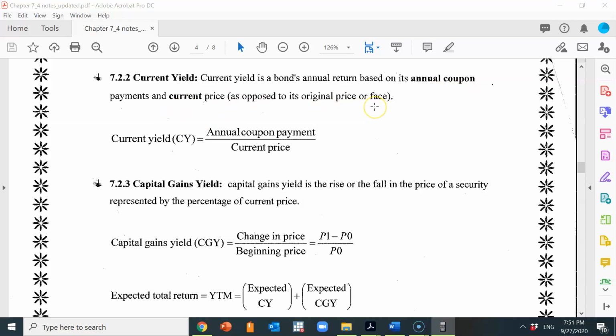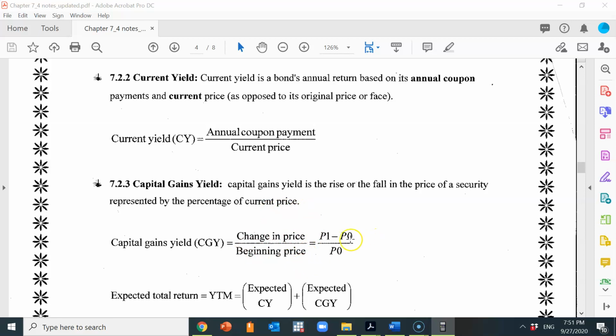price or face. So current yield is the annual coupon payment divided by current price. It stands for the return you're going to make because of the coupon payment you receive after paying for the bond price. Another return is capital gains yield. It is the rise or the fall in the price of a security represented by the percentage of current price. It equals change in price divided by beginning price.